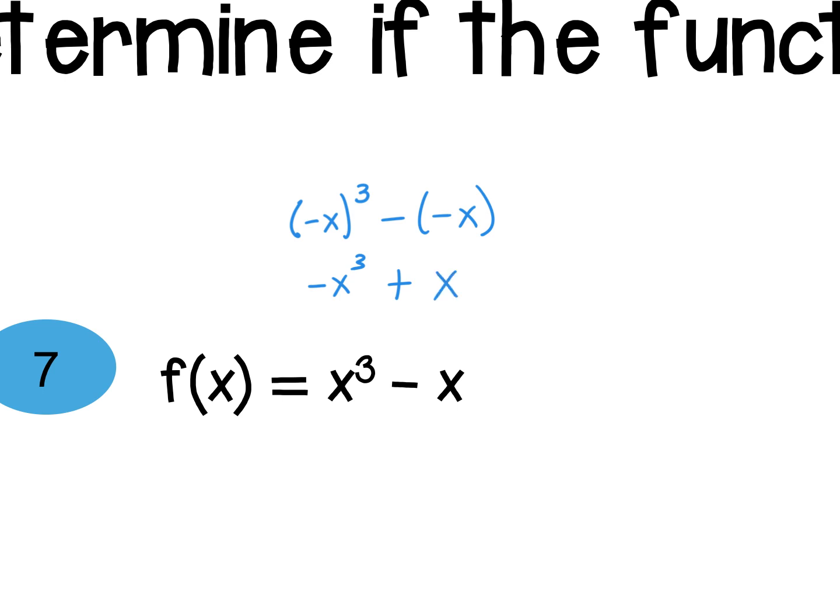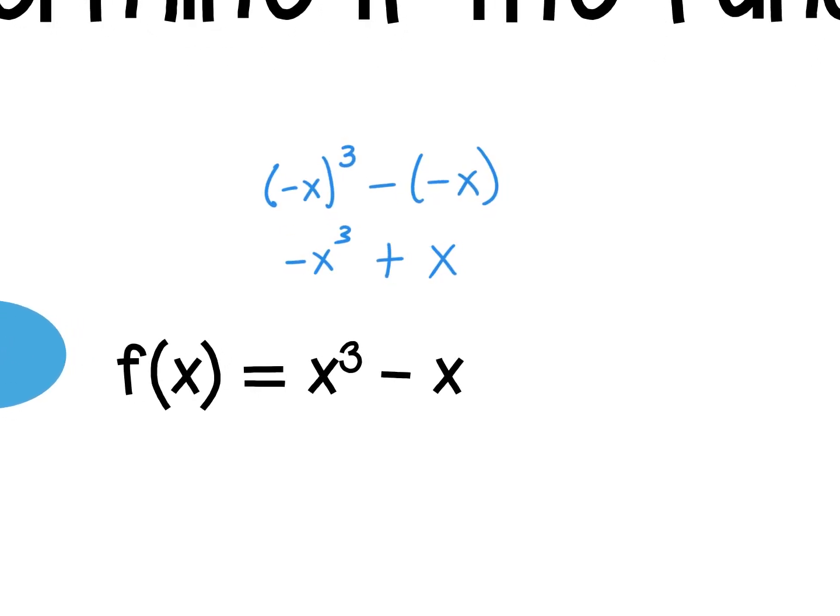Plus. Then you compare the original function to the one that you just evaluated. What's the highest exponent you see? 3. What kind of a number is 3? Odd or even? It's odd. So this could possibly be an odd function, or it could possibly be a neither function.